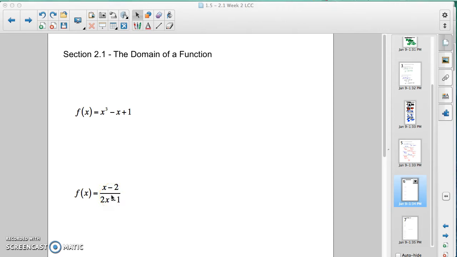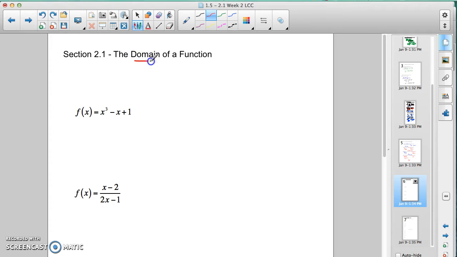Hello and welcome back. In this video we're going to look at the domain of a function. We'll be looking at different types of functions, and if the domain is restricted, that means there are values that we cannot put into the function. So remember, the domain of a function is the input values, or sometimes we call them the independent variables.